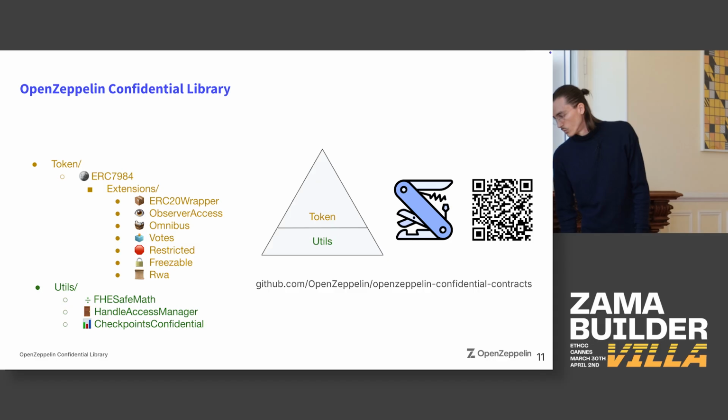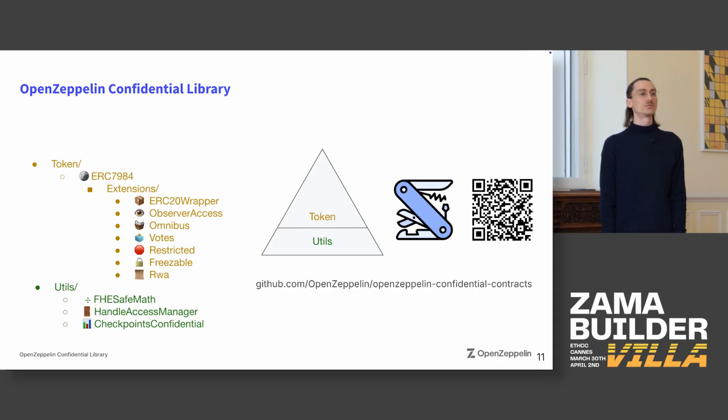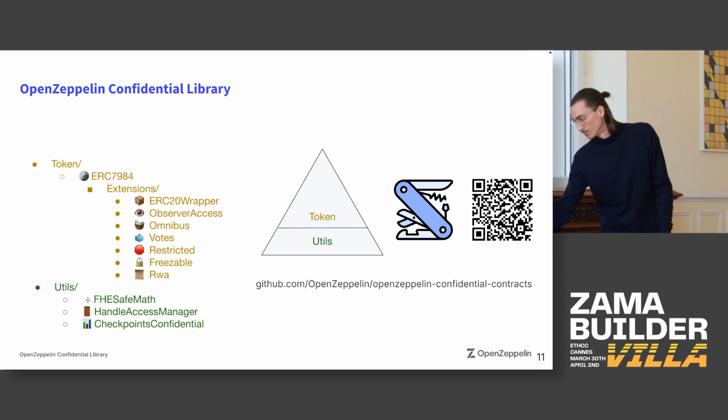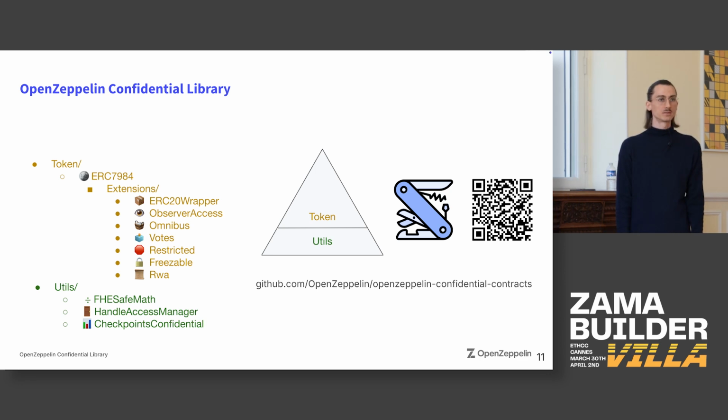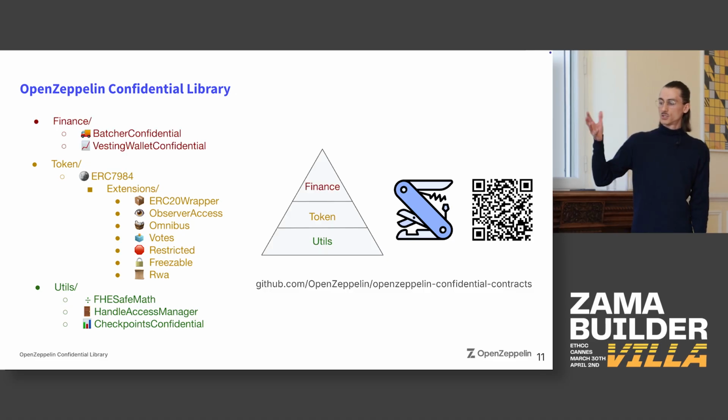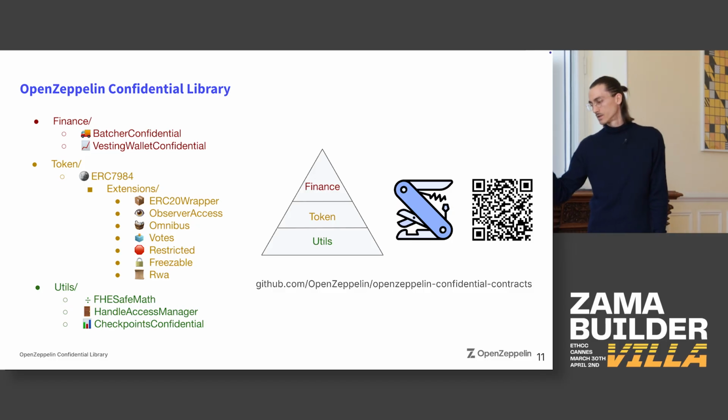On top of that, we provide a couple of contracts related to confidential tokens. The standard for confidential tokens is ERC7984, and we provide an implementation for that. In addition to this confidential token implementation, you can find some different extensions, such as the ERC20 wrapper. There is also the observer access, omnibus, RWA, so there are many more.